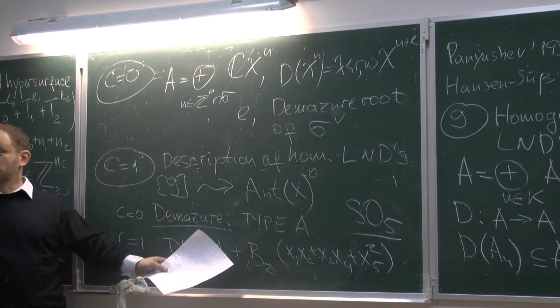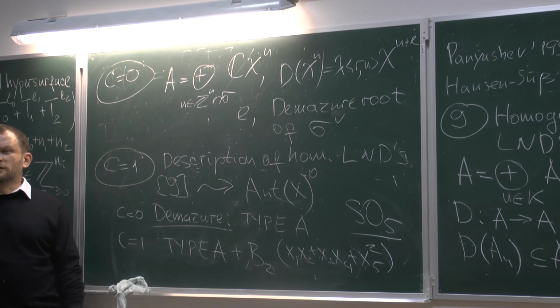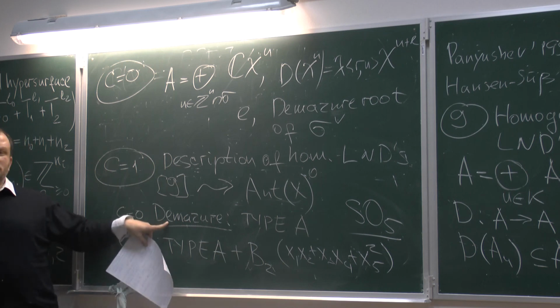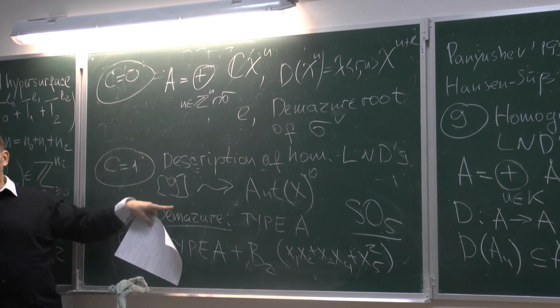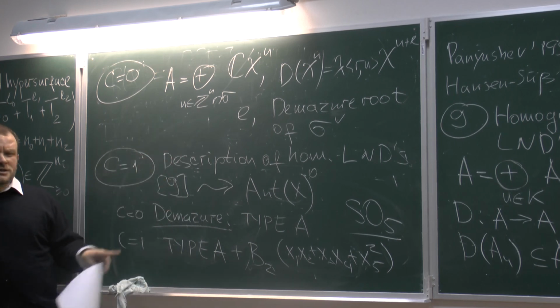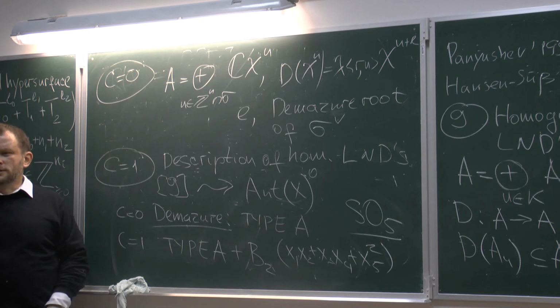And this is the only new one. We have a complete description of the automorphism group of a complete rational T-variety of complexity 1, using this technique of homogeneous LNDs for trinomial algebras.